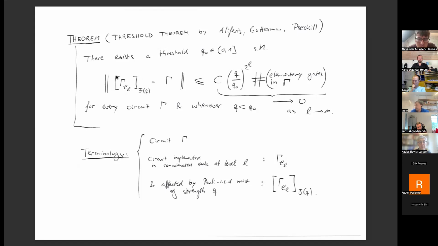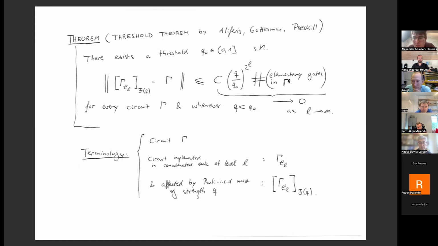Then this quantity is close in norm to the ideal circuit, up to some error that is doubly exponentially decreasing. So q should be smaller than q0, so the quotient will be less than 1. You take it to the power 2 to the L, times some universal constant and the number of elementary gates in your circuit.